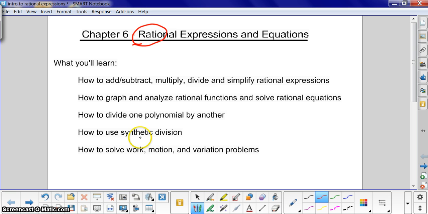We're going to use a form of division called synthetic division, and then we're going to solve applications, work problems, motion problems, and variation problems. So we got a full chapter for you. And it starts off with adding, subtracting, multiplying, and dividing. There's a good chance that with adding, subtracting, multiplying, and dividing all being today's lesson, it may carry over into two different videos. So be prepared to watch two different videos tonight.